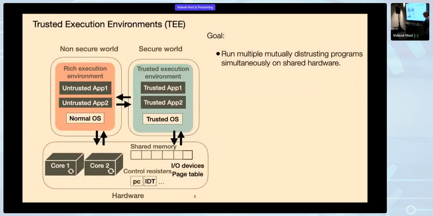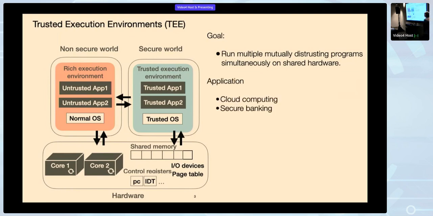So the goal of the trusted execution environments is to provide a secure world for applications that have some high privilege code or access some confidential data. These trusted execution environments have some mutually distrusting applications in them and run on a trusted operating system. They're usually on the same device as a non-secure world that uses a normal operating system and has multiple untrusted applications. So these secure and non-secure worlds share the hardware, the memory, input-output devices, page table, control registers, and they run on the same set of cores.